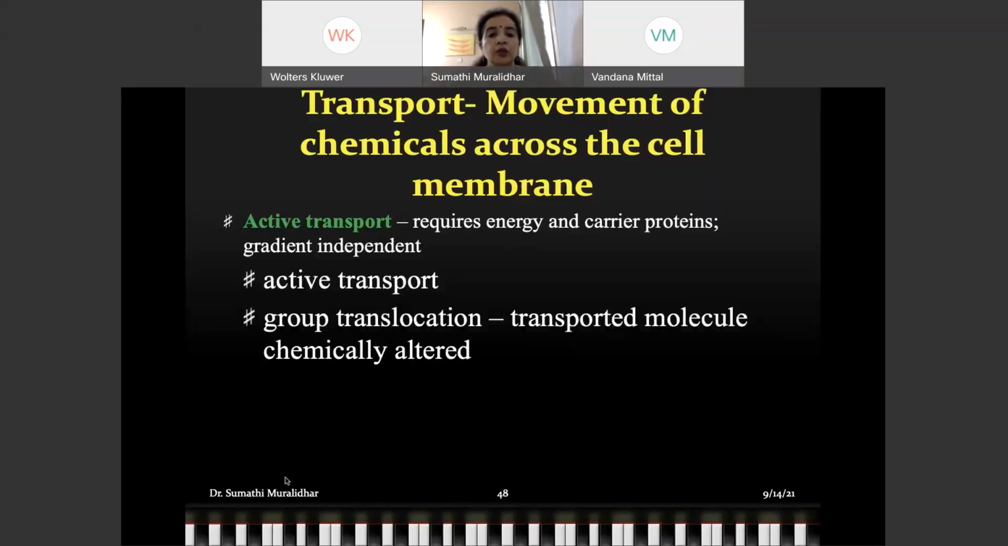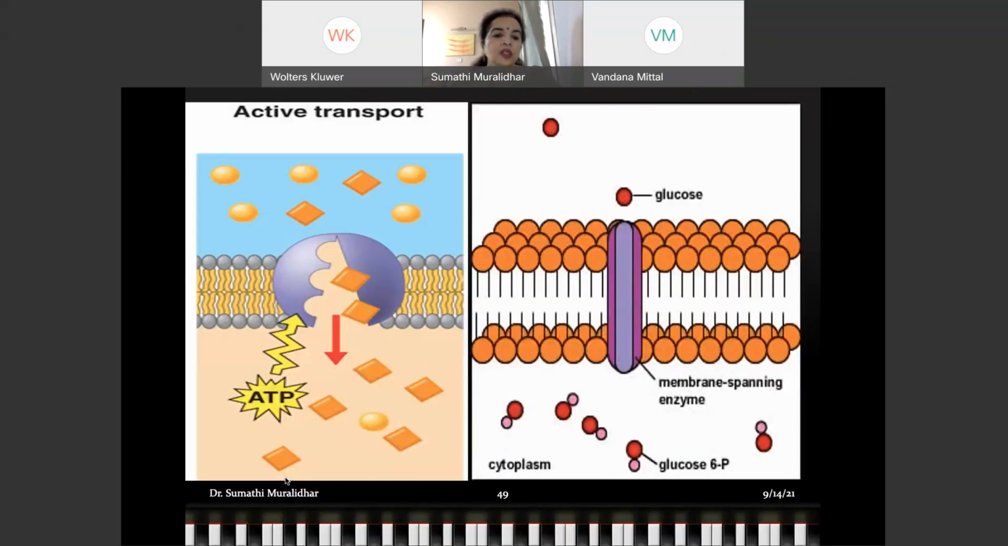Whereas in active transport, it requires energy and some carrier proteins. And one important feature is it is gradient independent. That means irrespective of which side has the higher concentration of the nutrients, they can move either way by active transport. So active transport, here on the left side, you can see it requires energy. Energy is in the form of ATP, that is adenosine triphosphate.